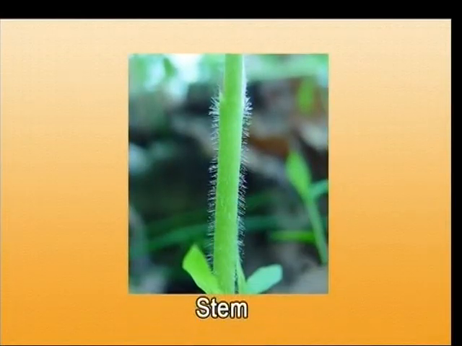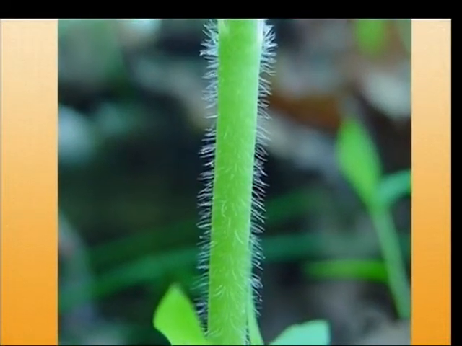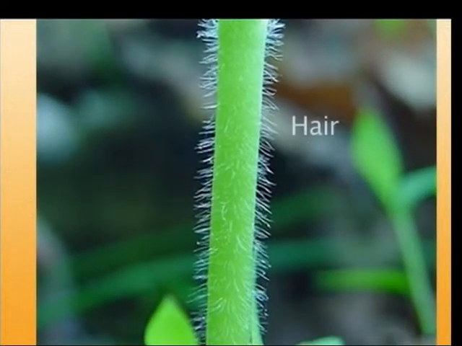Then the third part, that is the stem. It is aerial, erect and smooth surfaced. Its stem has scattered, or several rings of, vascular bundles. Hairs on the stem are simple.